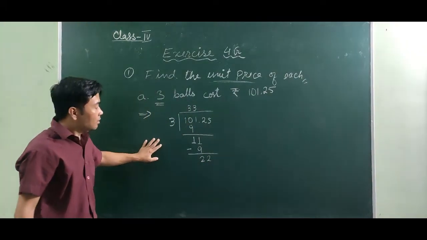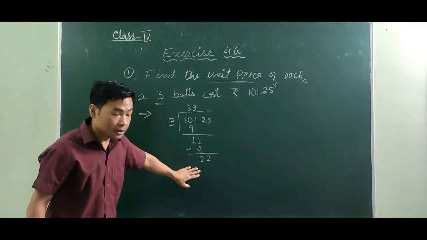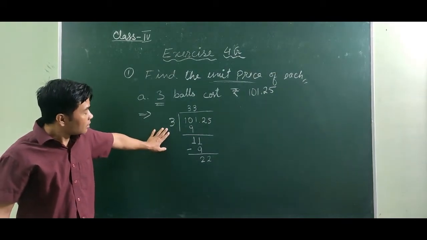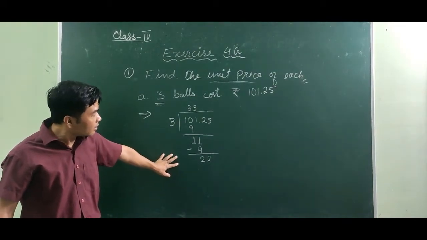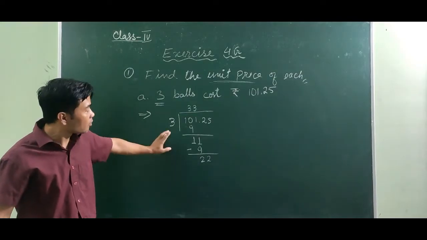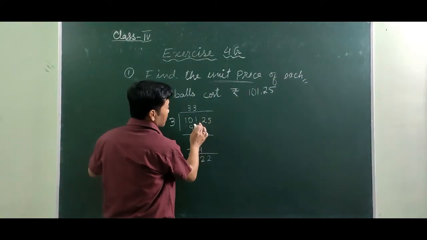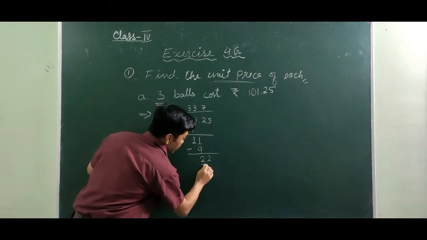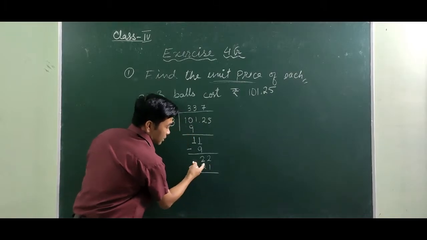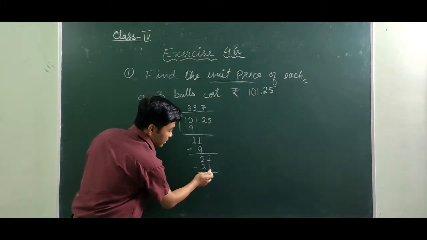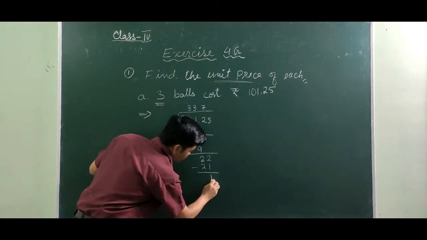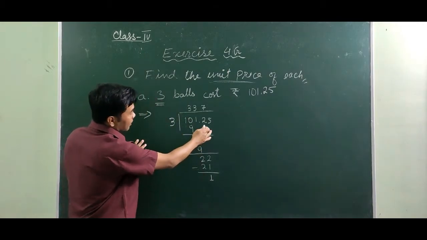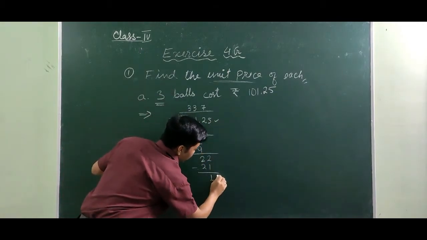And then we'll try to find the dividend 22 in the table of 3. So 22 is not there in the table of 3. 3 times 7 is 21. 3 times 8 is 24. So we have to take the smaller one. So 3 times 7. 7 you have to write here. 3 times 7 is 21. Now subtract it again from here. 2 minus 1 is 1. 2 minus 2 is 0. Now we have to bring the last digit 5 here.